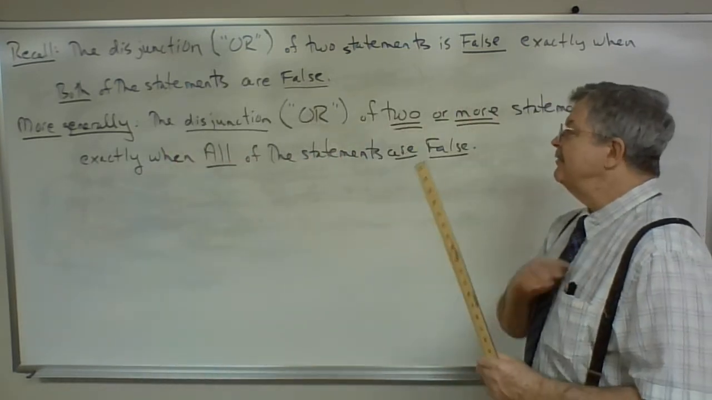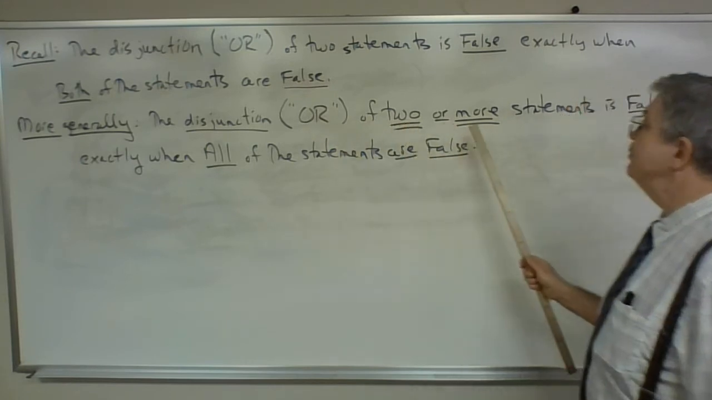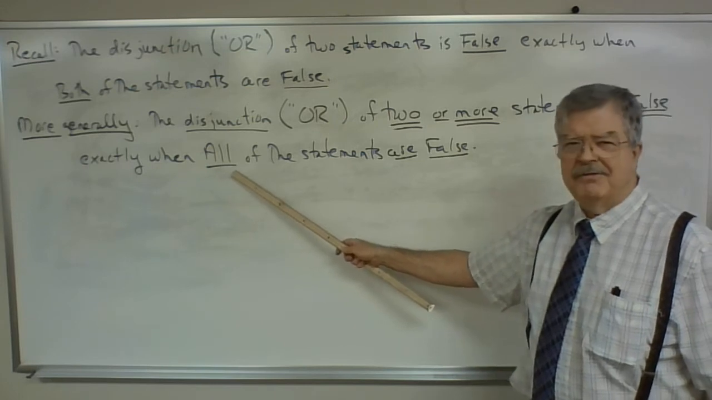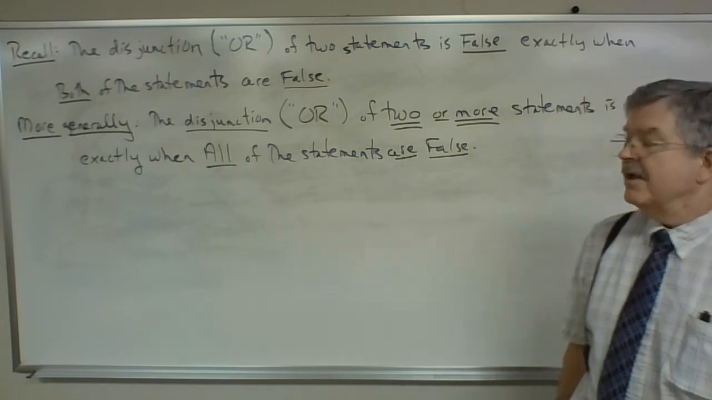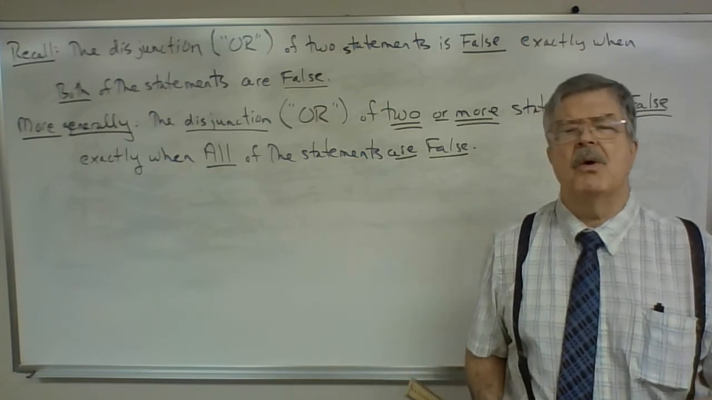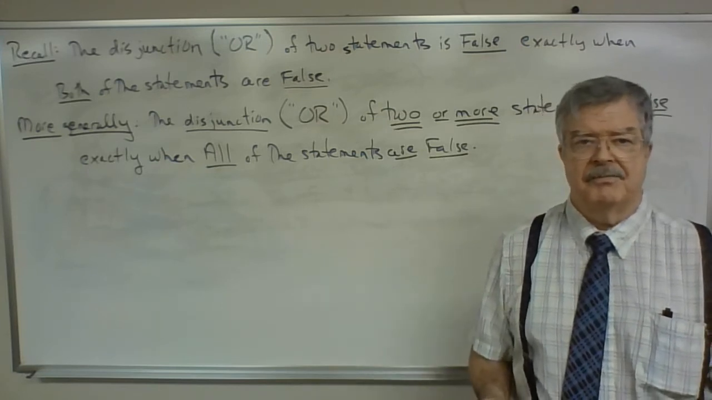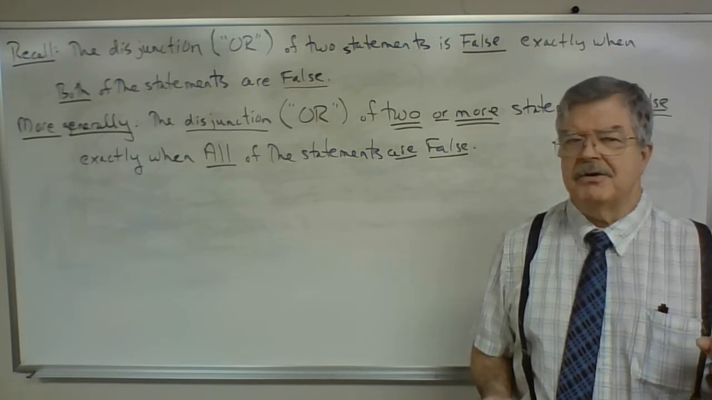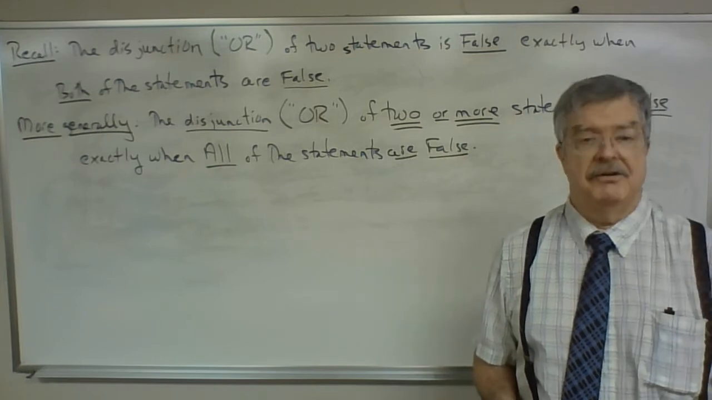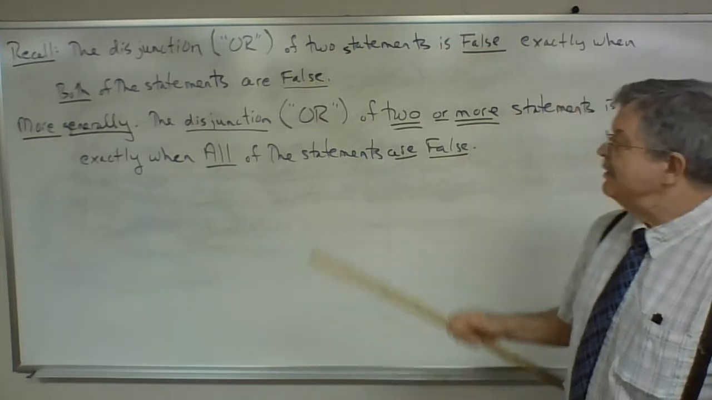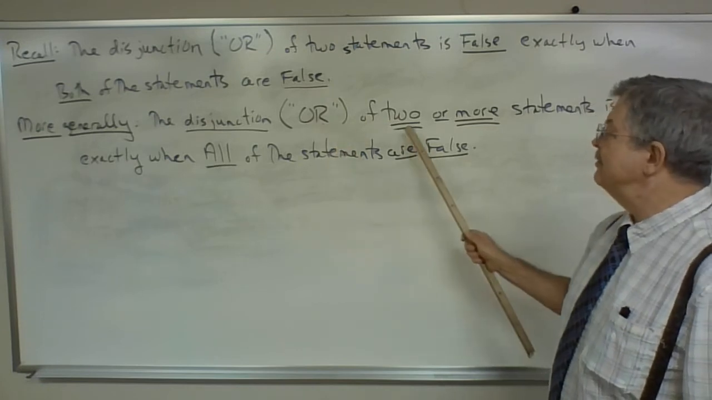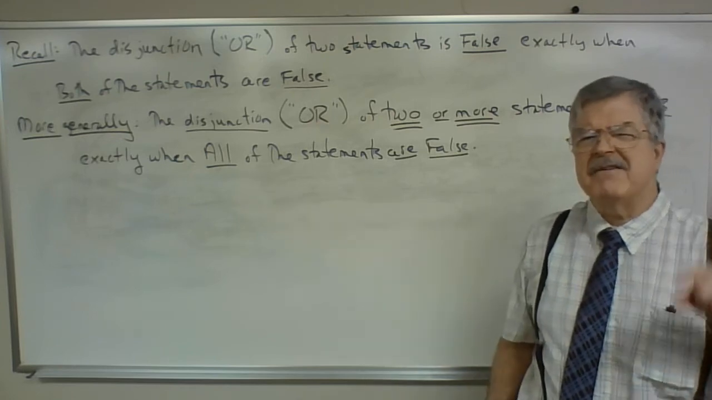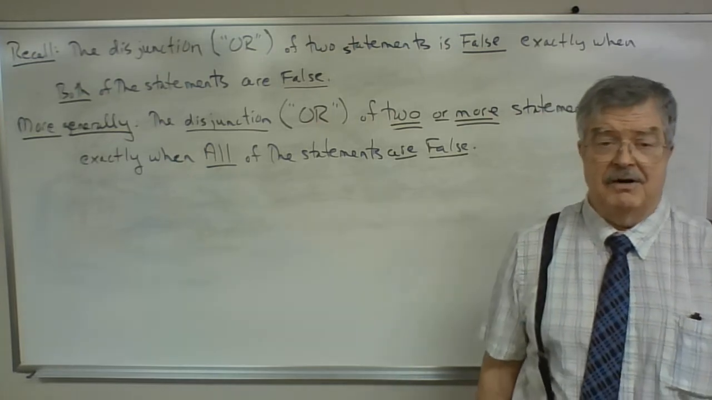Now let's generalize that. The disjunction, or the or, of two or more statements is false exactly when all of the statements are false. So if we have the disjunction of 25 statements, and at least one of those statements is true, then the whole thing is true. The only way that we can have the disjunction of two or more statements be false is if every single one of those statements is false.